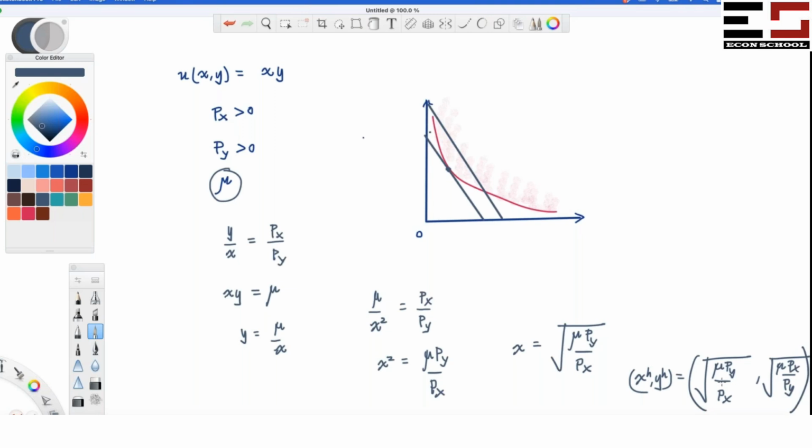Please note that this is for mu strictly positive. For mu equal to 0 this is also true, because for mu equal to 0, this is a level curve. So you can achieve the target level of satisfaction by spending nothing. You can just choose 0, 0. If you put mu equal to 0, you get 0, 0. So this is also true for mu equal to 0. Is this clear? Okay.